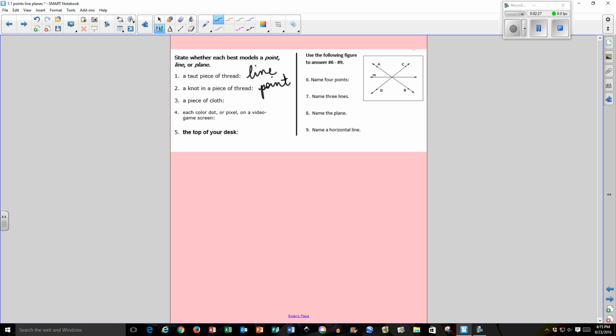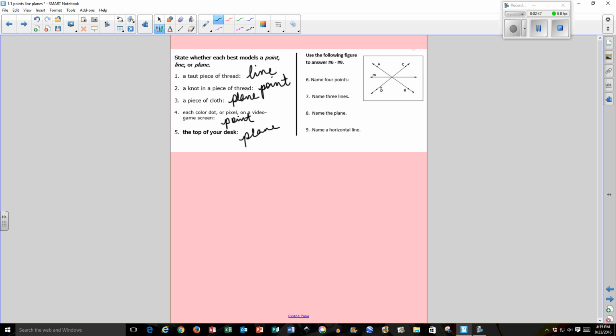A piece of cloth. So if you laid the cloth out, this would be a plane. Each color dot or pixel on a video game screen, that represents points. The top of your desk, this would be a plane.